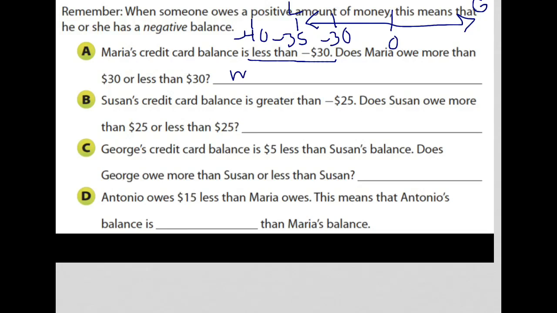So I'm going to put more than $30 because her balance is less than negative 30, so it's maybe like 40, let's say, which means she's going to owe more money to get back to 0.